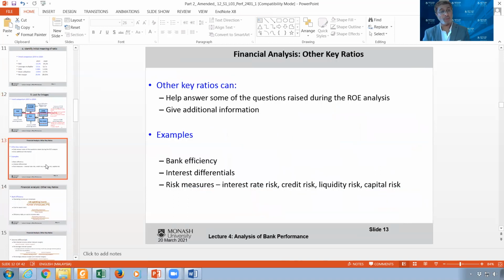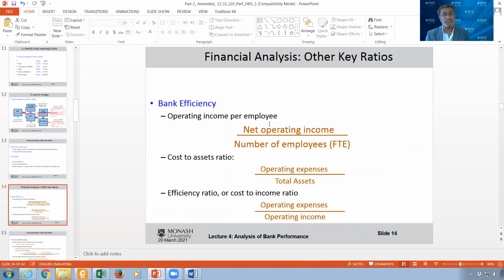Now we can go to other key ratios, and it's not actually very technical now. We will just talk about bank efficiency. These are other ratios we use, and they have purposes. Some of those ratios we will talk about in the future. First, bank efficiency, which is the net operating income over the number of employees. And those three ratios will measure how efficient I am.